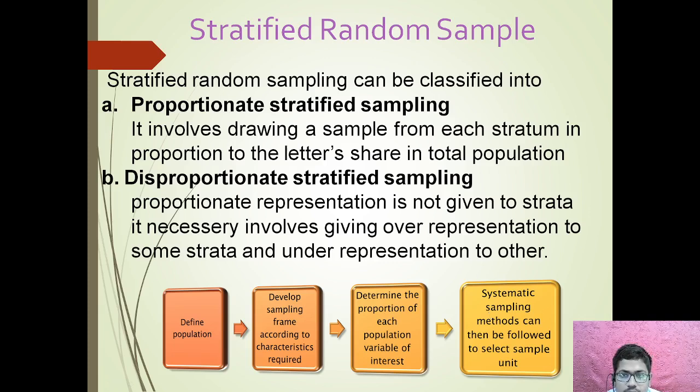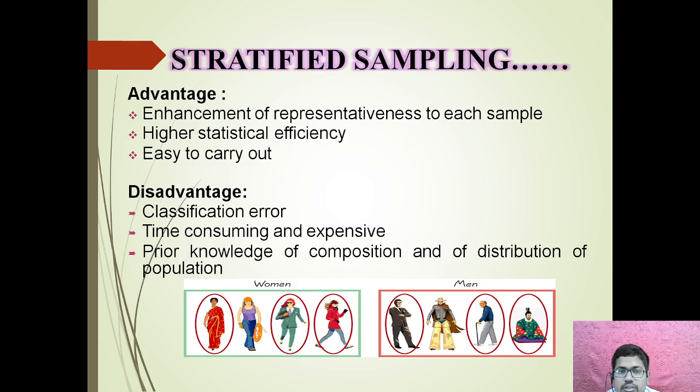Stratified random sampling can be classified into proportionate stratified sampling and disproportionate stratified sampling. Proportionate means drawing a sample from each stratum in proportion to its share in the total population. In disproportionate sampling, proportionate representation is not given to the strata; it necessarily involves over-representation of some strata and under-representation of others. The steps: define the population, develop the sampling frame according to the characteristics required, determine the proportion of each population variable of interest. Systematic sampling methods can then be followed to select sample units.